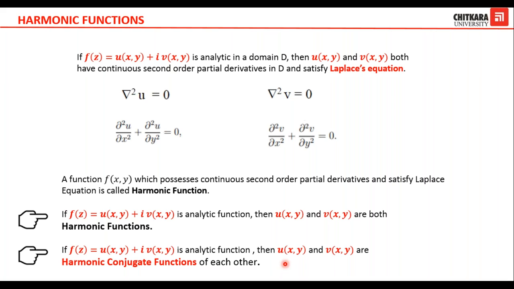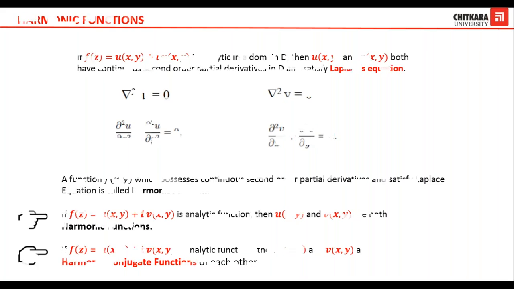Because if I say that variable Z is known to you, what will be its conjugate? You will simply replace iota with minus iota, right? But here we don't replace iota with minus iota. There is a technique I will be discussing in the next slides. It's just a terminology given that U will be called the harmonic conjugate of V and V will be called the harmonic conjugate of U, right? And harmonic functions are those functions which possess continuous second order partial derivatives and satisfy the Laplace equation, right?